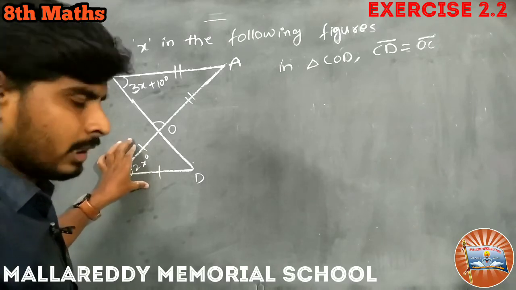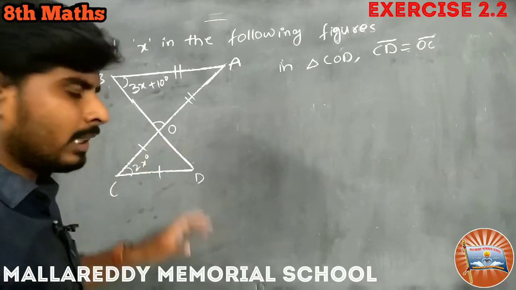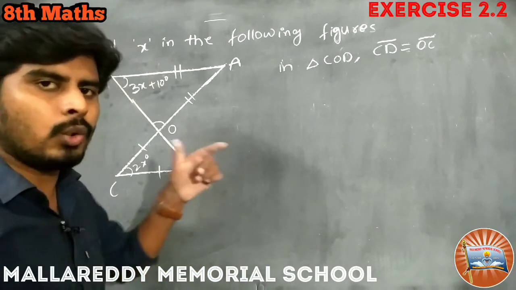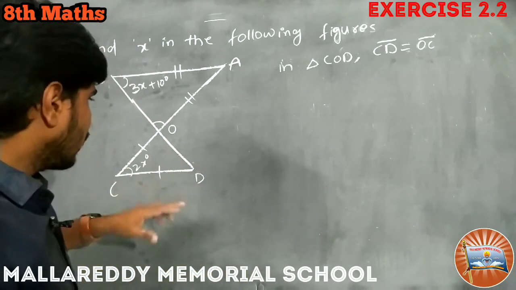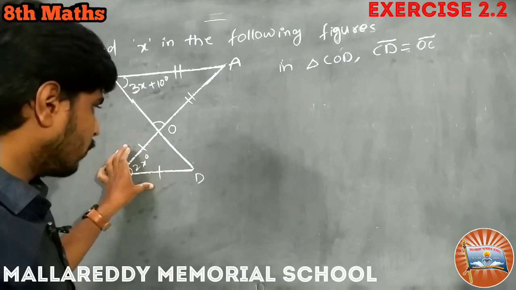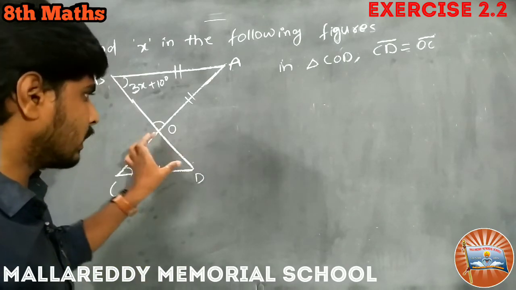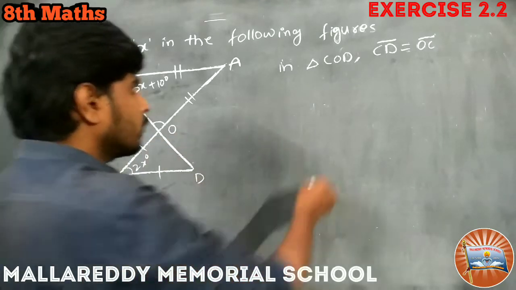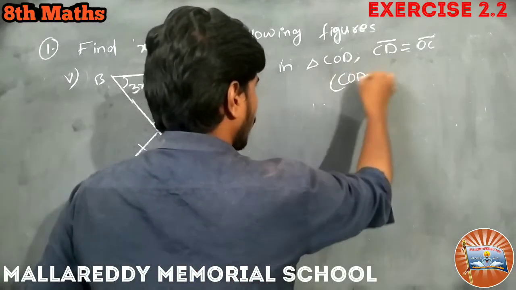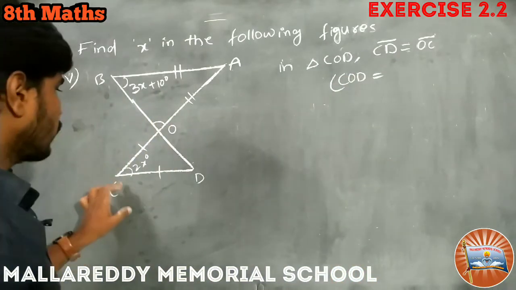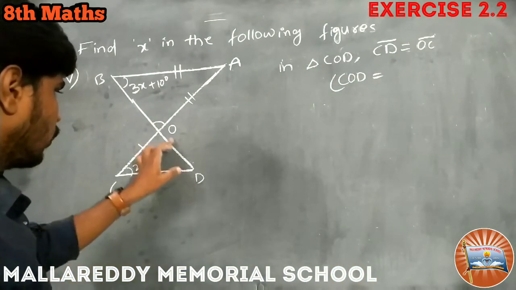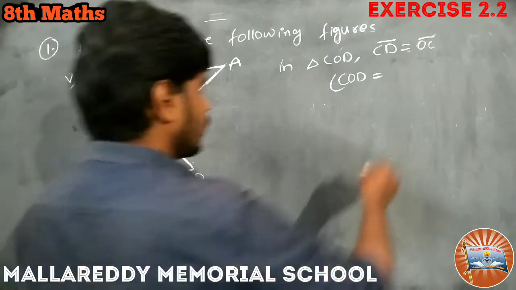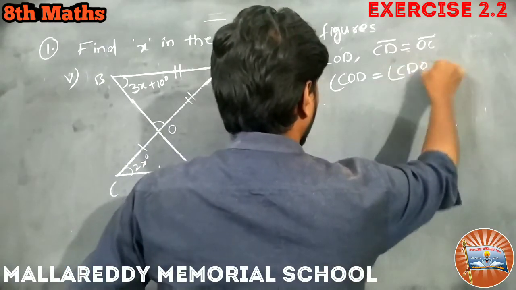We have one property: these two are equal sides. The angles which are opposite to equal sides are also equal. It means these two sides are equal, and by this reason these two angles are also equal. It means angle COD is equal to angle CDO.